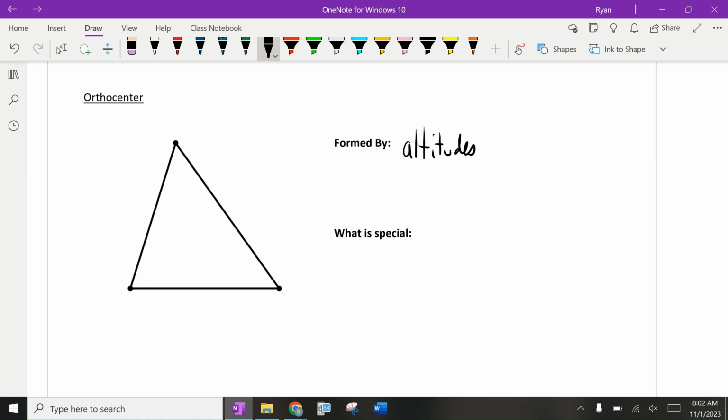And what is special about it? It's where the altitudes all intersect, but it doesn't have any special features like the other ones. It's just kind of lame compared to the other ones. It's there. We can find it. We can use it. The best I can say is it creates right triangles. Because you have right triangles, you can use the Pythagorean theorem, but that isn't really special. That's just how we can solve different problems involving the orthocenter.